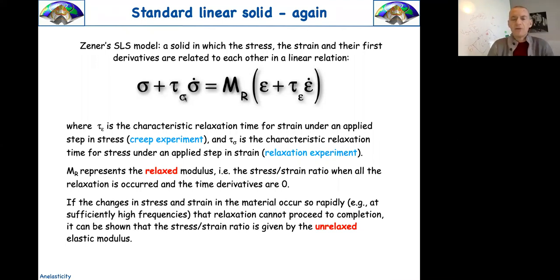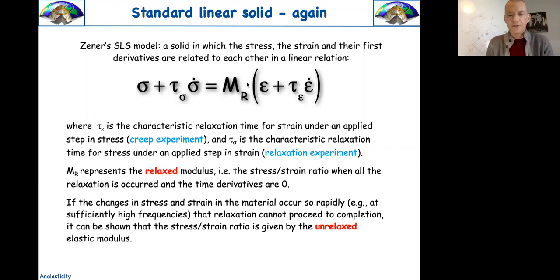And you can imagine that this is going to tell you the story of strain when you apply a stress, if you want the creep. And this is going to tell you the story of stress when you apply a strain, if you want, the relaxation experiment. Now, what about this R here? Well, let's imagine that we wait for very long times, or that we have perturbations so long in time that the derivatives are no longer active. These terms will drop, and what is left is this: stress, strain, and a modulus.